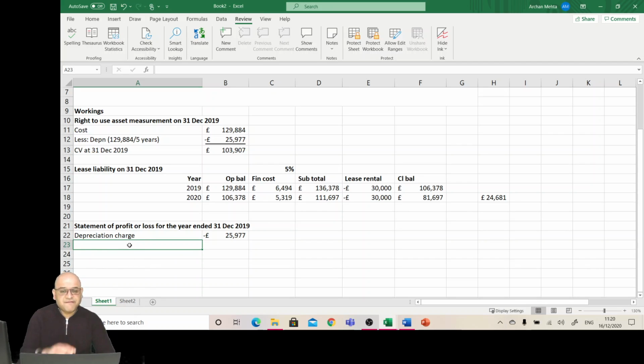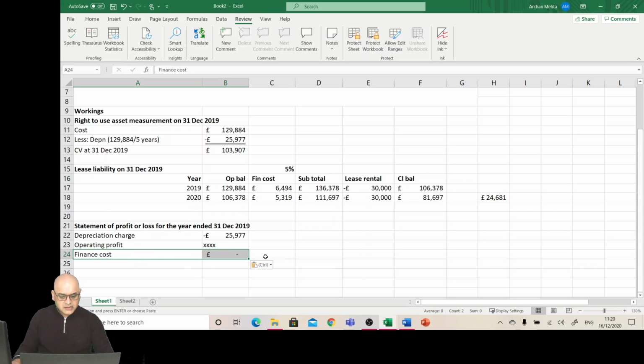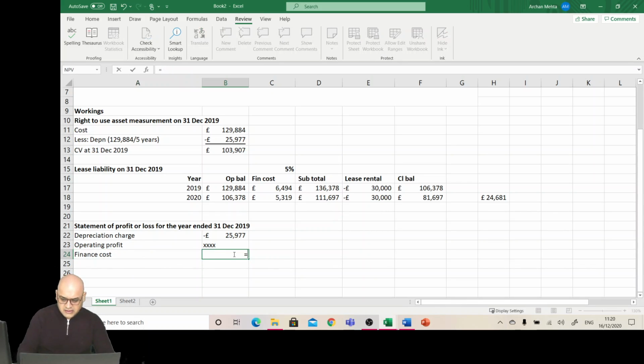After the depreciation charge, probably before the finance cost from the table, you will have the operating profit here, if you're preparing the whole financial statement. Once I have recorded operating profit, then I will do the finance cost, and the finance cost, according to our table, is this much. Make sense?